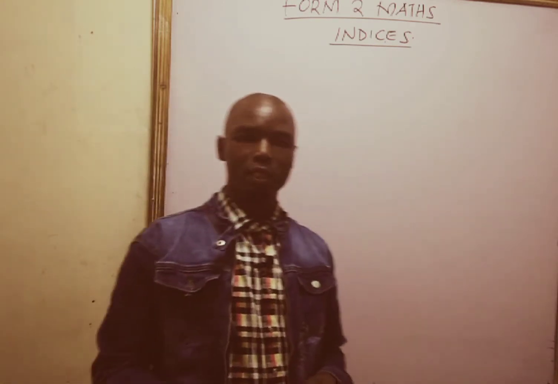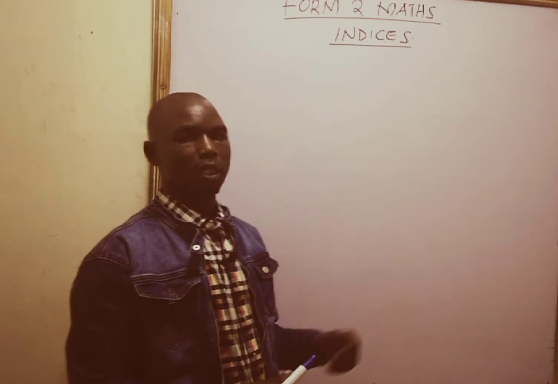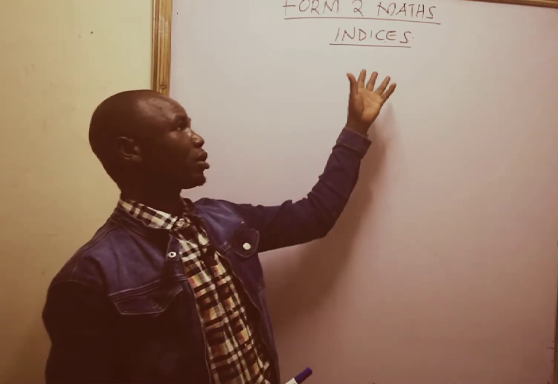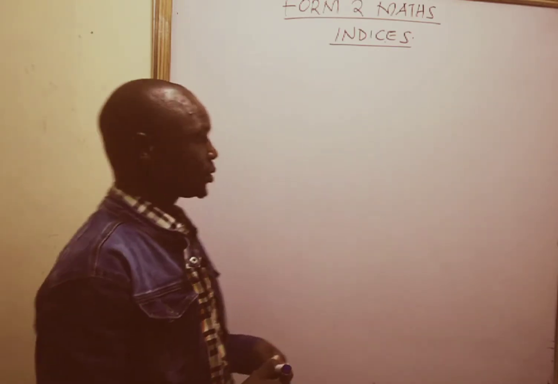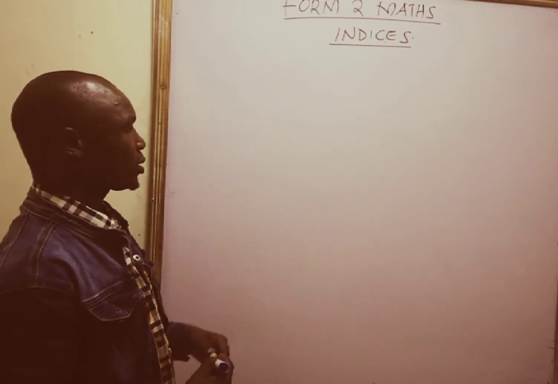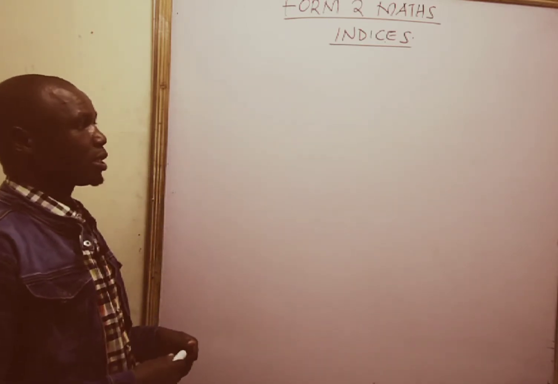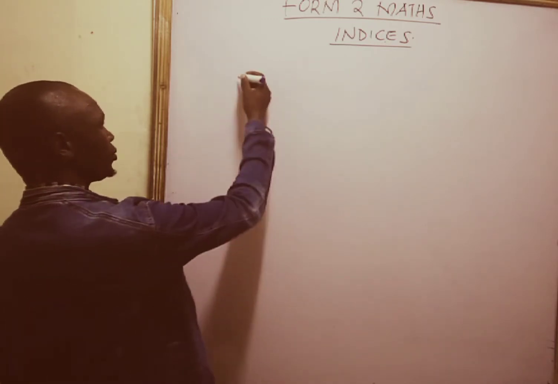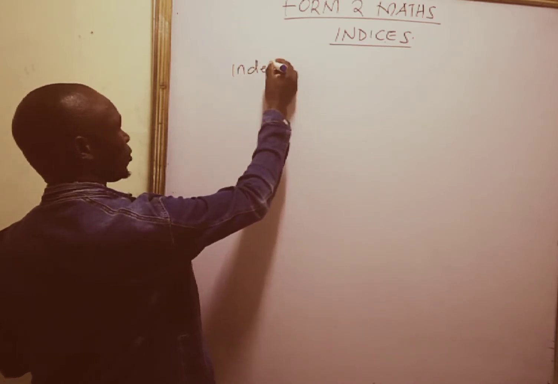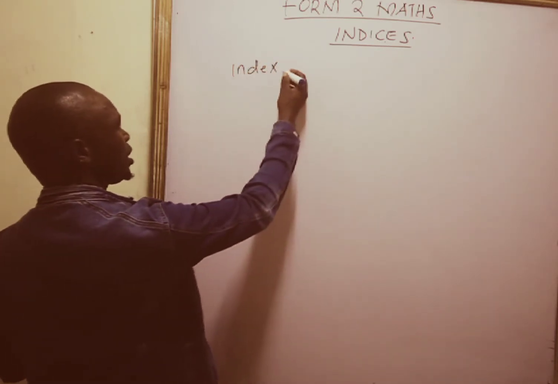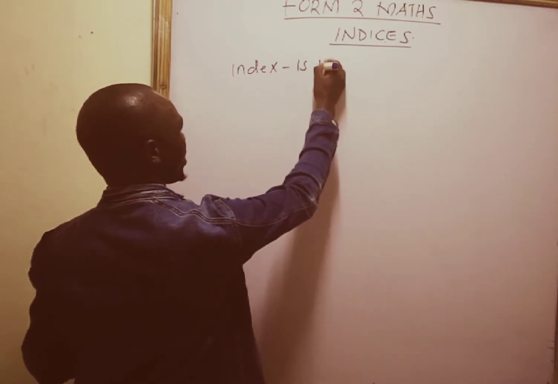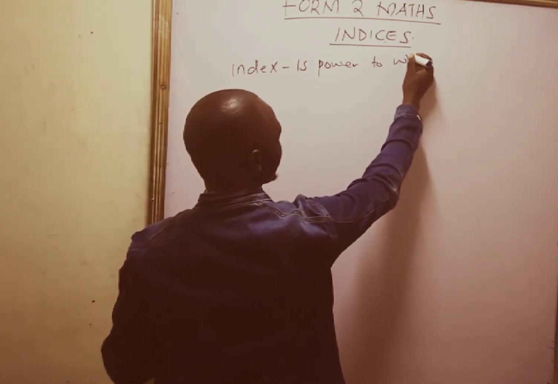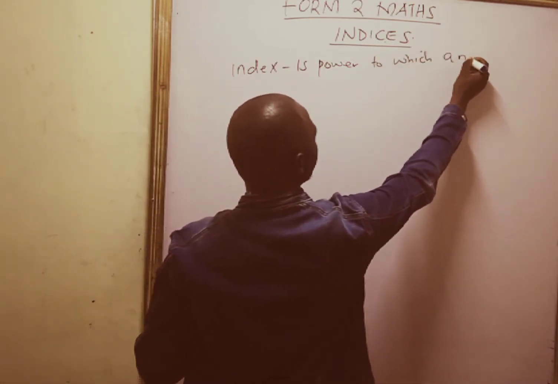Today we are going to look at Form 2 Mathematics under the topic Indices and Logarithms, but today we are going to focus on indices. So when we talk about indices, an index is the power to which a number is raised. We say an index is the power to which a number is raised.